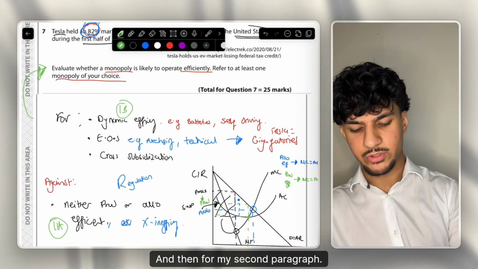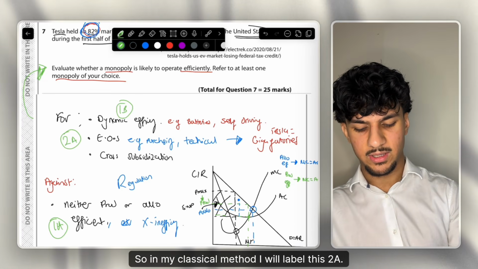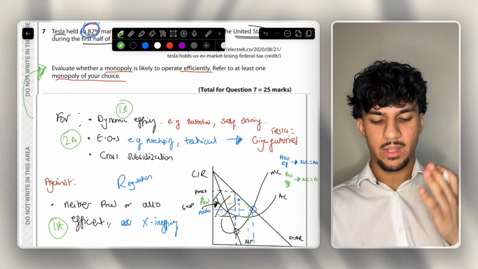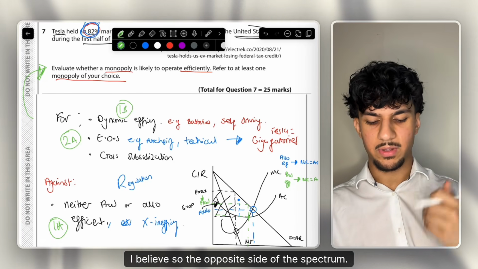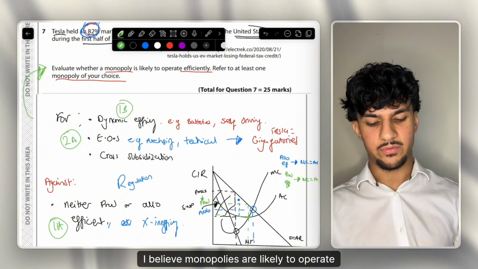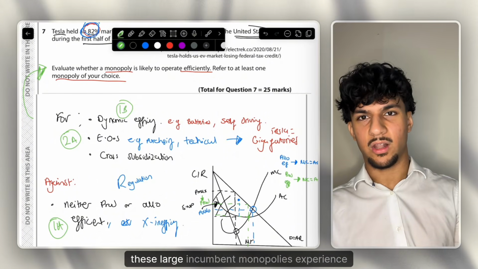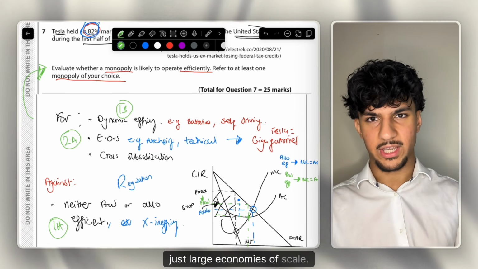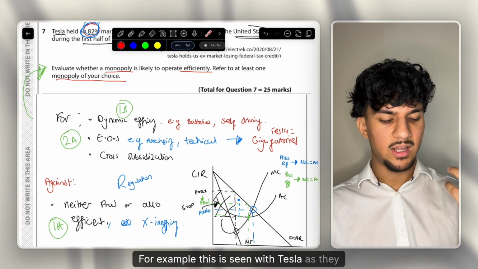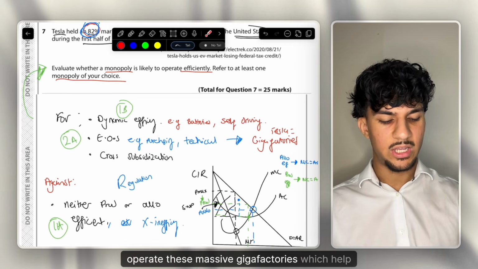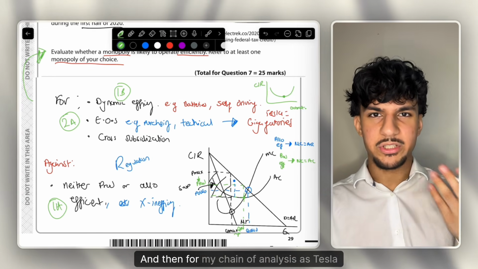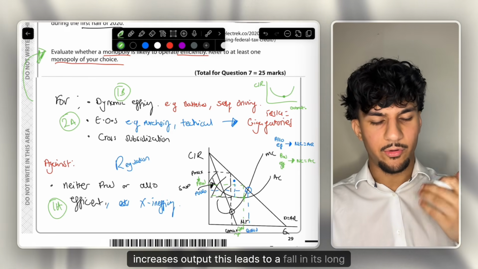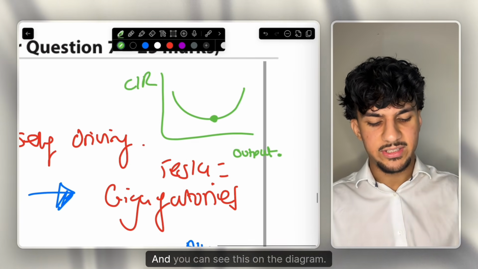And then for my second paragraph, in my classical method, I would label this 2A. This is going to be my second KA paragraph, which I'd say, so the opposite side of the spectrum, I believe monopolies are likely to operate efficiently as these large incumbent monopolies experience large economies of scale. For example, this is seen with Tesla as they operate these massive gigafactories which help reduce Tesla's costs. And then for my chain of analysis, as Tesla increases output, this leads to a fall in its long run average cost. And you can see this on the diagram.